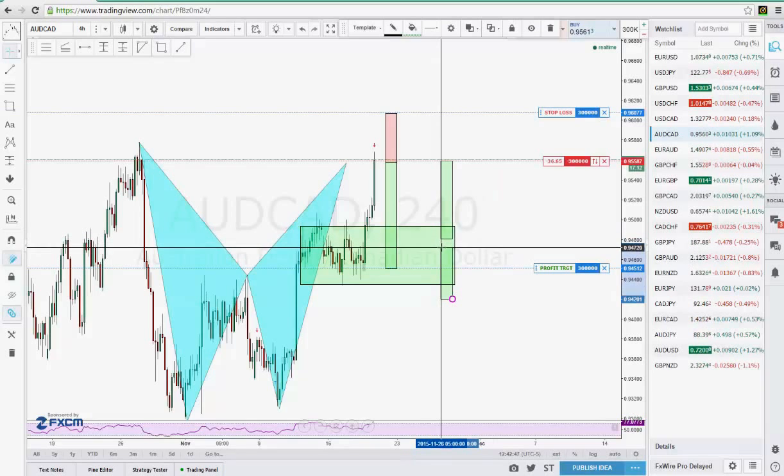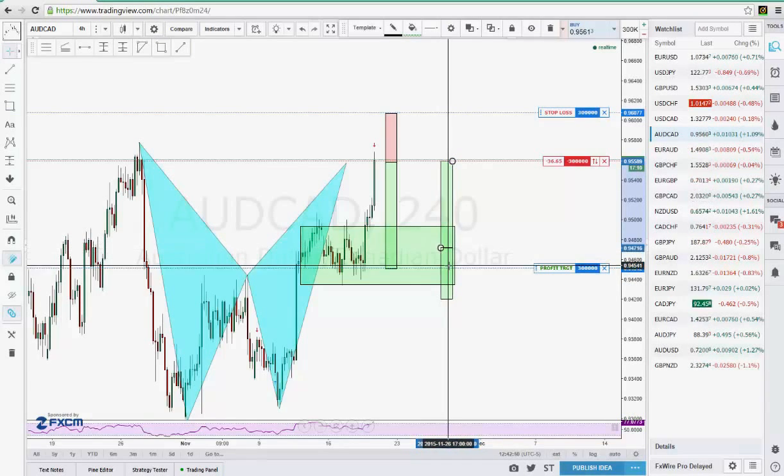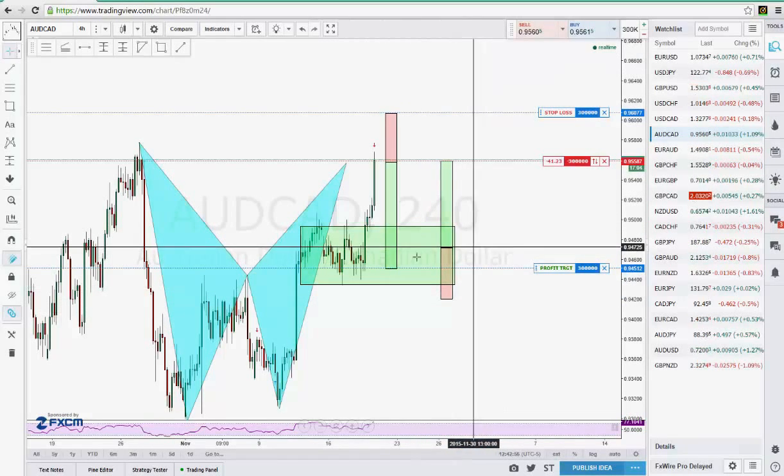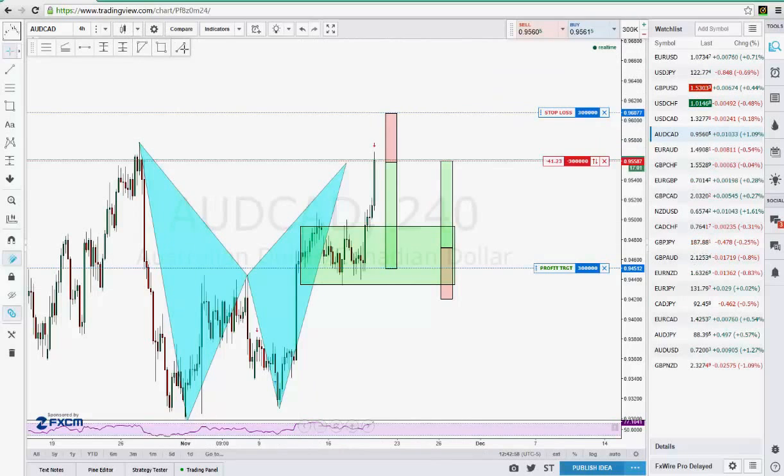And I may wait until it comes a little bit lower just to give myself a little better risk reward on this trade. And something like that's what I'm looking at going into next week.